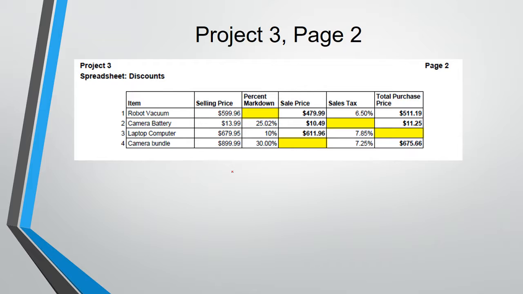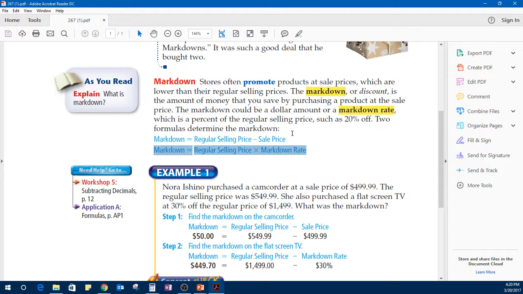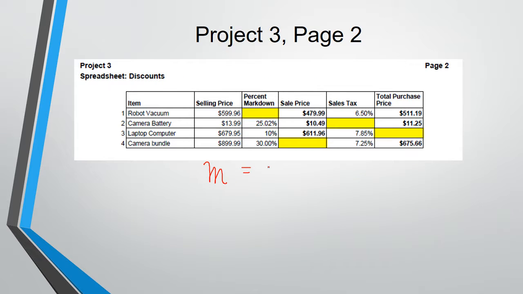We have percent markdown. I am going to write M for markdown equals the selling, so the formula says regular selling price. I'm going to put RSP for regular selling price, or in this case, it is just selling price, times the percent markdown or the markdown rate. Rate is just a percent.